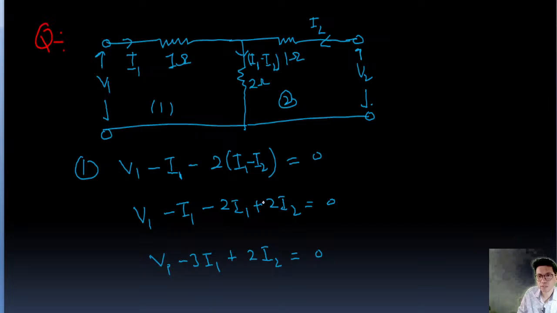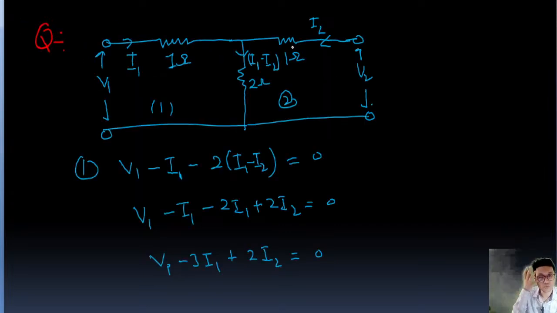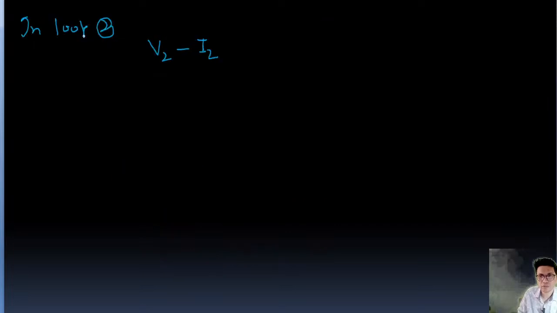This we have used I1 minus I2, right? And at this point we are using, this is I2, this is going to be I2 minus I1, right? So this is going to be minus 2 into I2 minus I1. 2 into I2 minus I1 equal to 0.